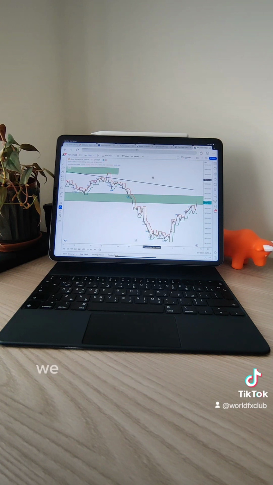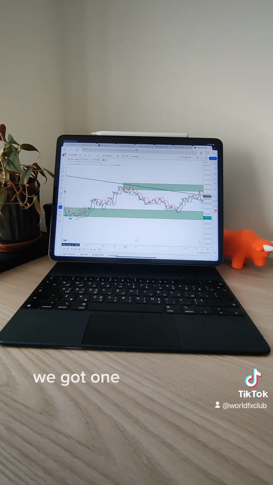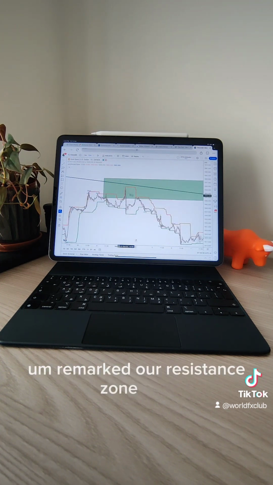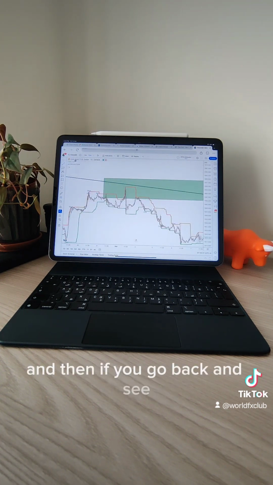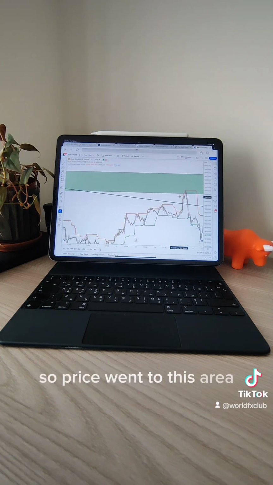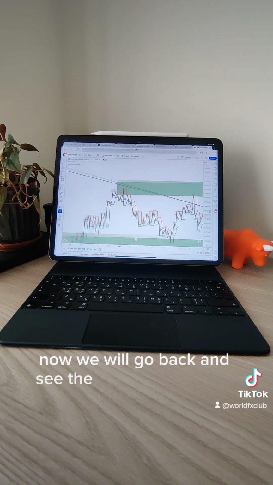If you go back, we have marked this as our resistance zone, right? We got one indication here at this particular area. We marked our resistance zone here, and then if you go back and see whether the indication of short came here or not, price went to this area, but there was no short indication. So we did not take a sell position. Now we will go back and see the previous one that we marked as well.